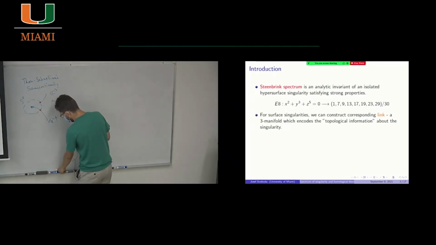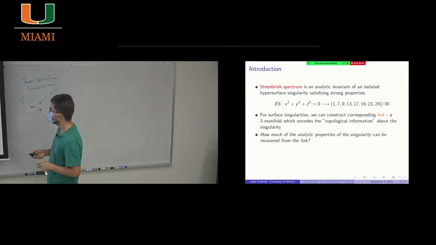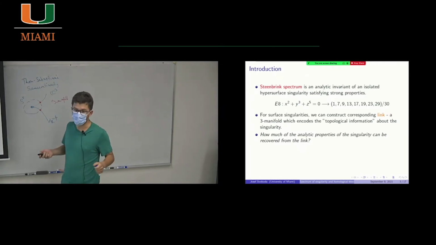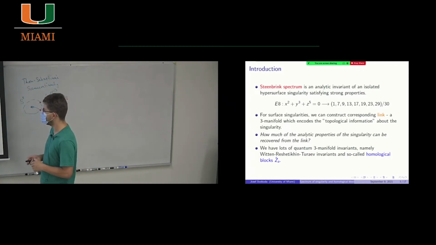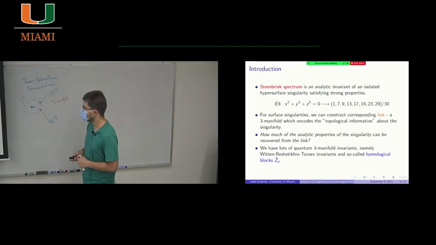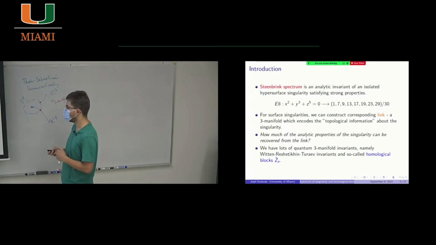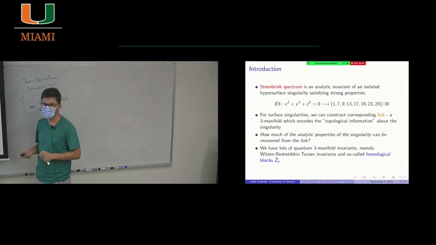Okay, so this is what we call the link of the singularity, and the question is how much of the analytic properties of the singularity can be recovered from the link. This is an old question studied by many people. The topic of this talk will be some very sophisticated 3-manifold invariants: the Witten-Reshetikhin-Turaev invariants and so-called homological blocks, which are a refined version of these Witten-Reshetikhin-Turaev invariants.